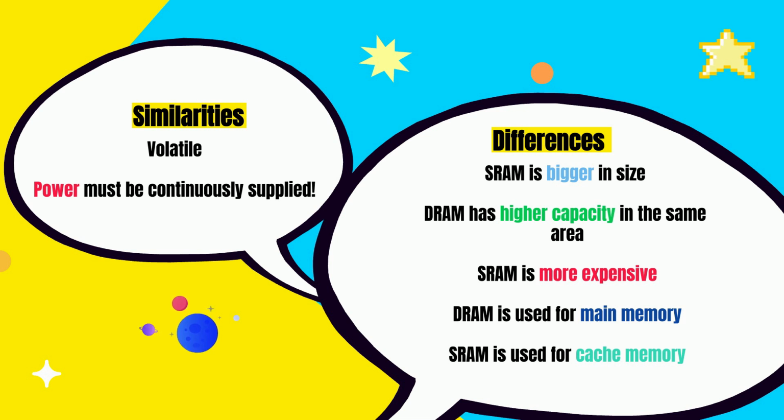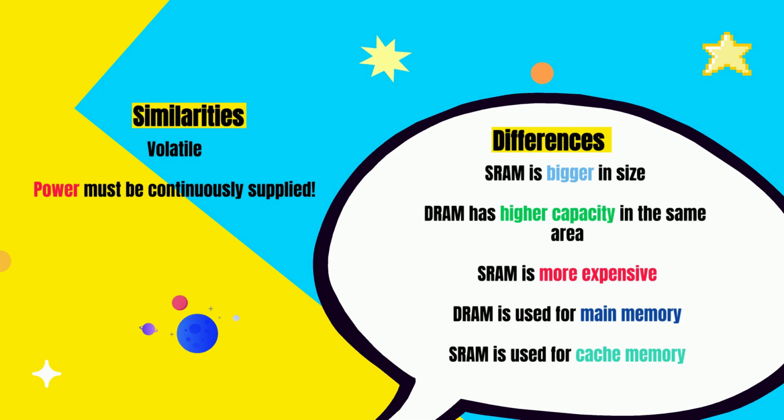DRAM has a larger storage capacity than SRAM. DRAM is also typically slower than SRAM. Because DRAM is slower and has larger storage capacity, it is used for the main memory. SRAM, however, is used for cache memory.